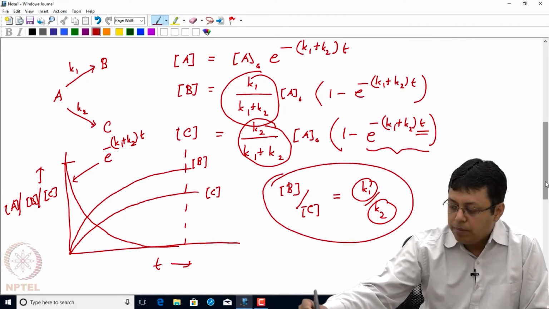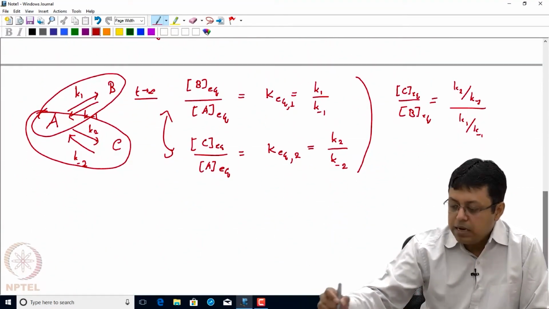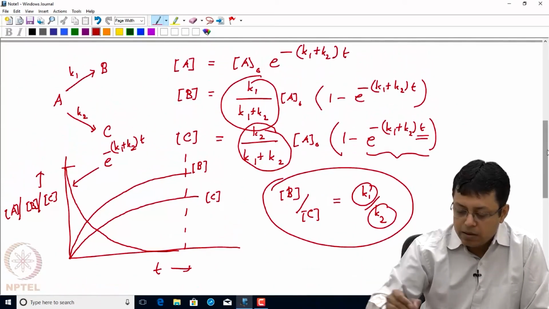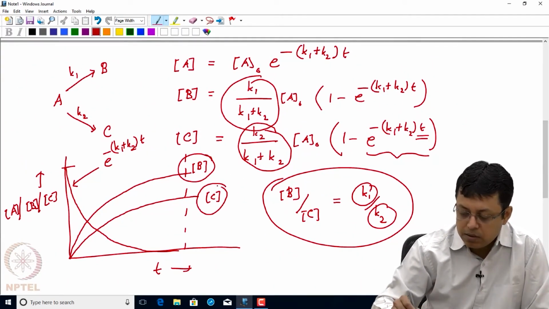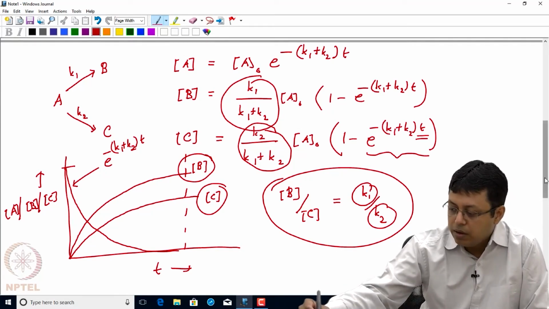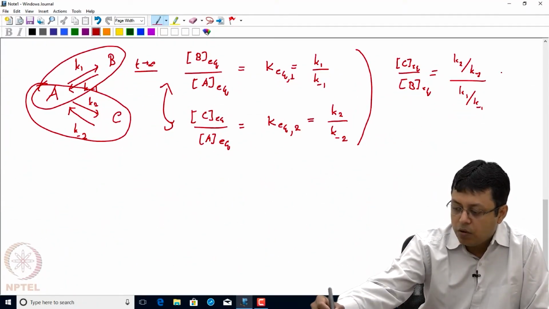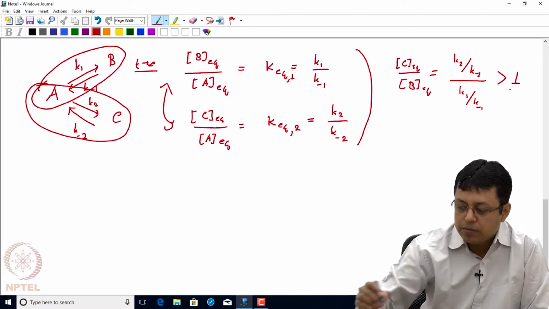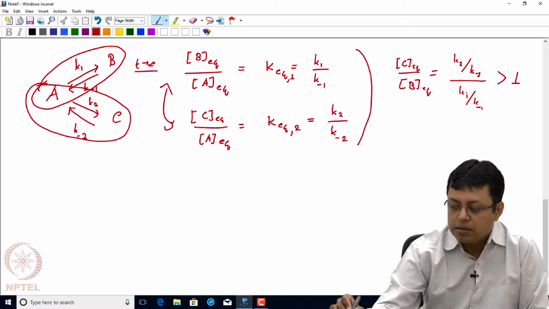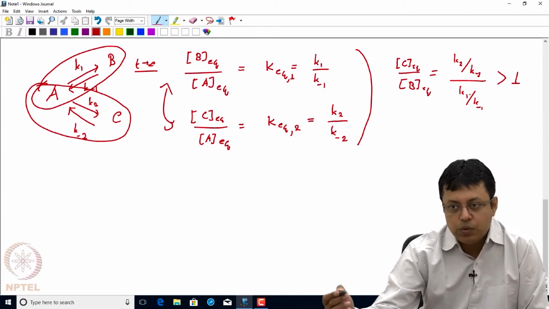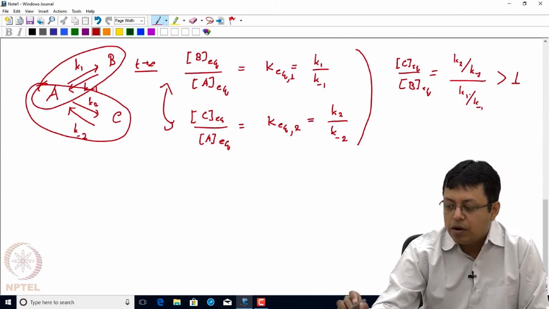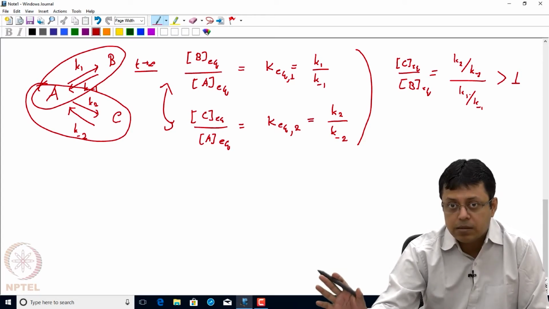So now the back reactions are also important, and it may so happen that although in this case B is higher than C because k1 is higher than k2, this overall thing may be positive, meaning although k1 is greater than k2, the overall k2 by k minus 2 and k1 by k minus 1 may adjust themselves in such a way that the ratio can be more than 1.